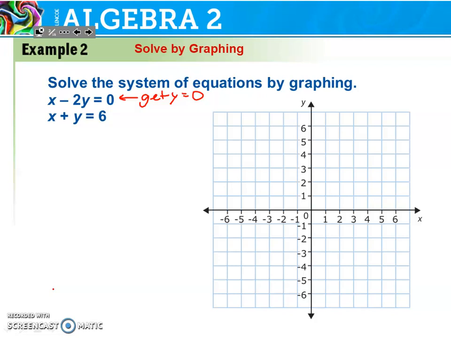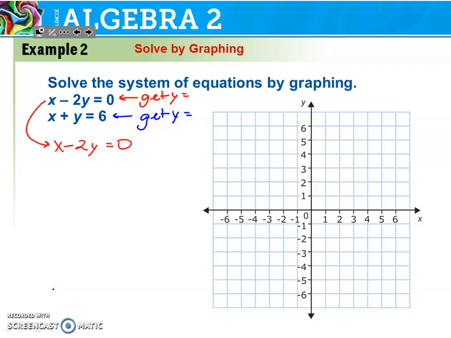Last part, x plus y equals 6. Okay, what do we need to do first with this one? Well, again, I need to get it so that y equals. It does not have to be y equals 0, my bad. It just needs to be in that y equals mx plus b form, okay, so that we can graph that. All right, so first step, first one here, x minus 2y equals 0.